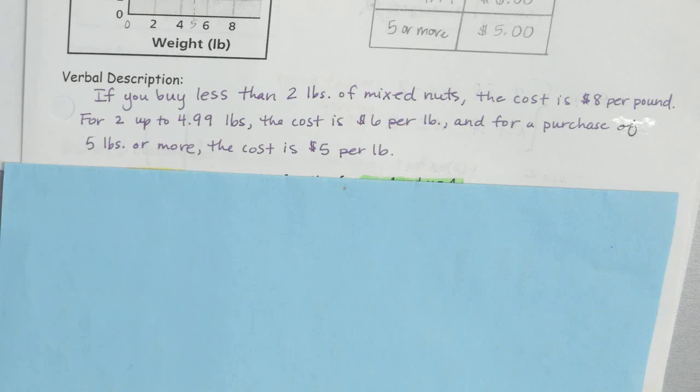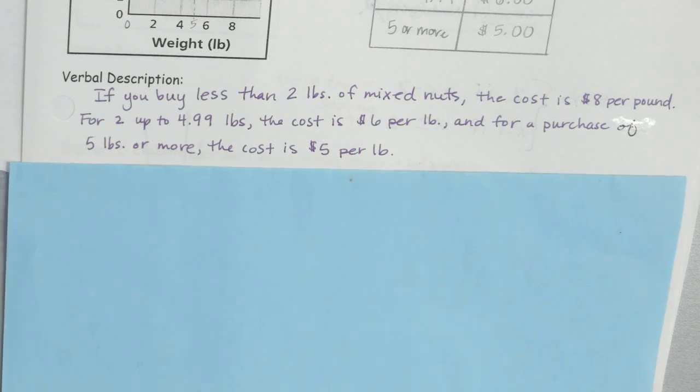So the last 2, I combined them together. So I said for 2 up to 4.99 pounds, the cost is $6 per pound. For a purchase of 5 pounds or more, the cost is $5 per pound. Buy more, save more, right? But only if you're going to use it.